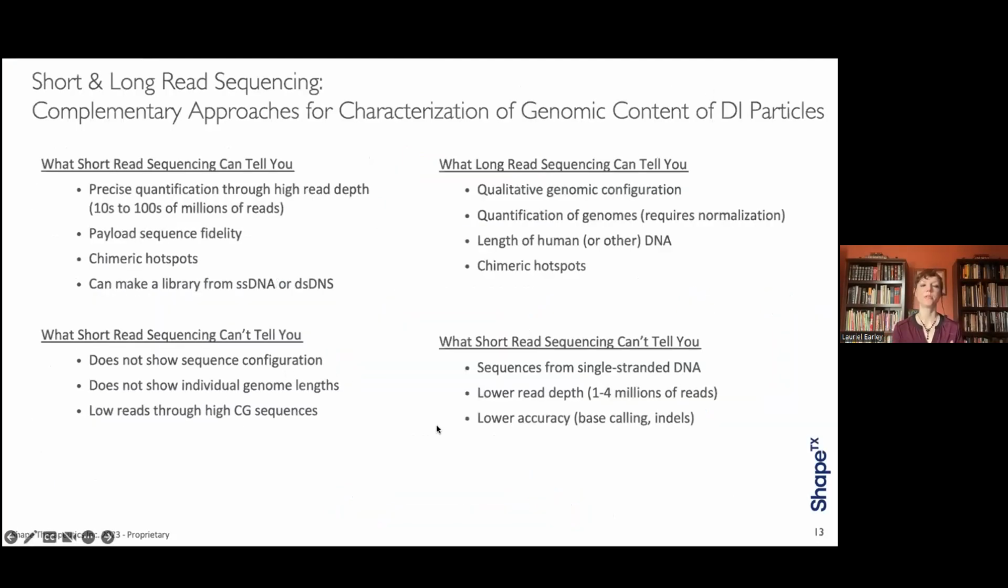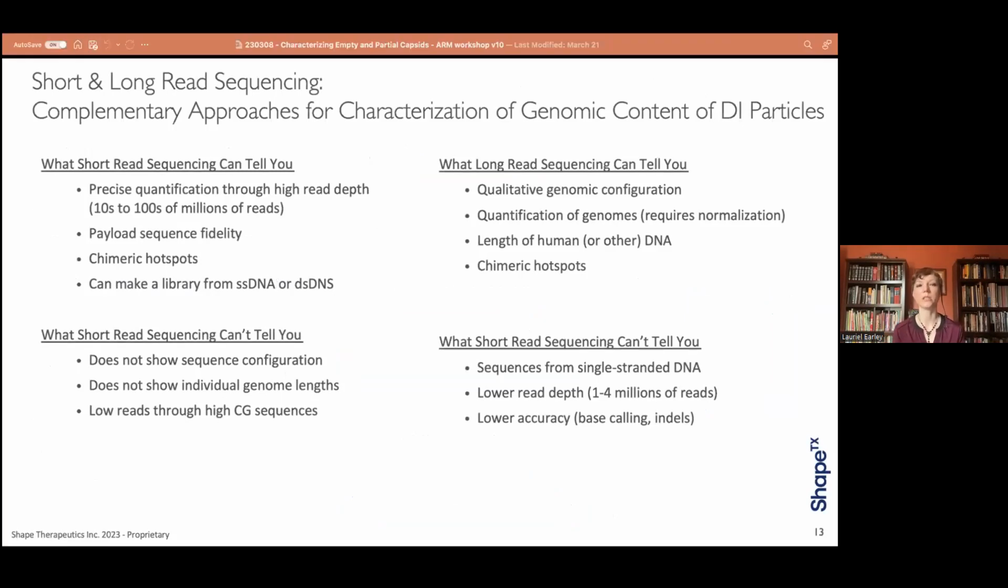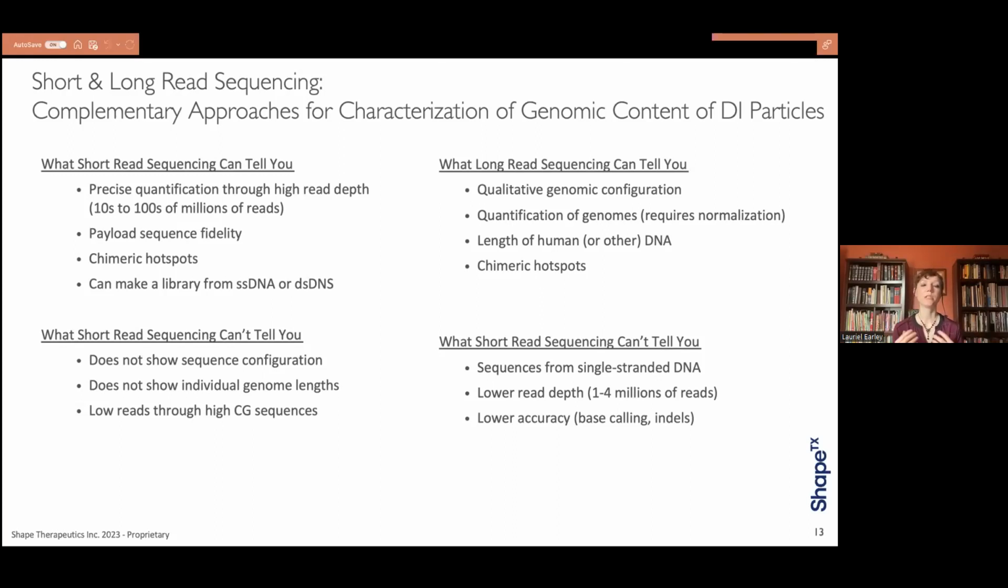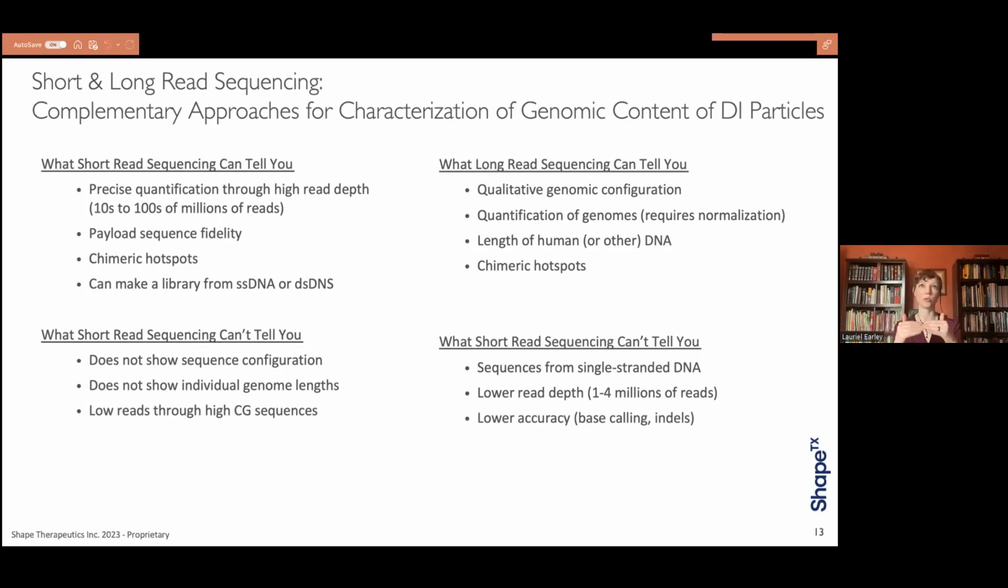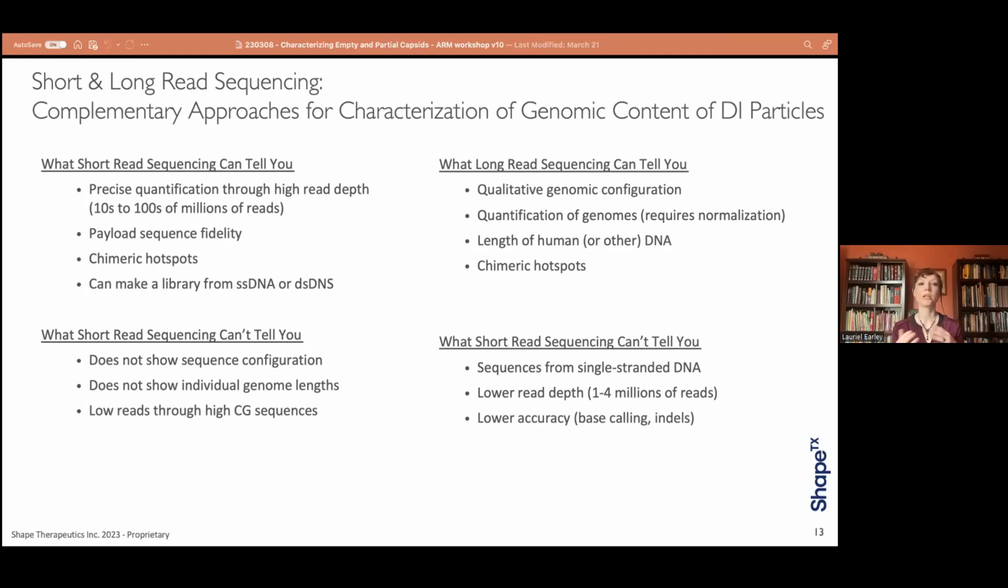So just to summarize some of these complementary approaches, I think that these nicely mesh together to give you a much better understanding of what's in your prep. So short read sequencing can give you precise quantification of reads. It can really look for low level DNA contaminants that are in there. You can get payload sequence fidelity information. You can look at chimeric hotspots on those short reads just by saying, if something maps to a reference through part of the read and then maps somewhere else, then that might be a chimeric hotspot where DNAs have joined together in an unexpected way. You can actually make a library from single-stranded DNA if you have a particular step for that, which is different than the long reads, which are going to require double-stranded DNA.